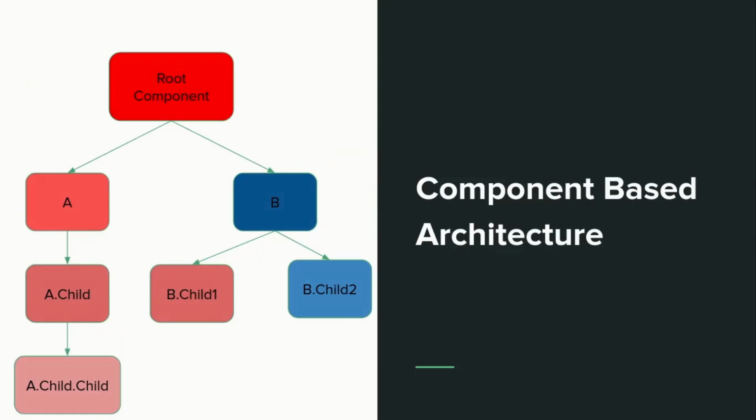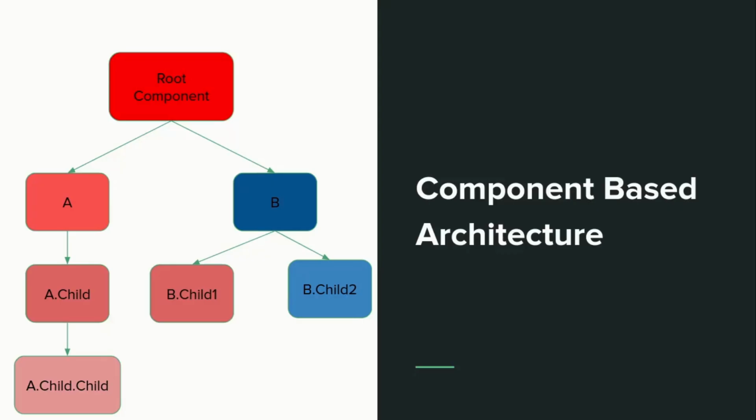As you can see in the picture right here, we have the root component, that is the main component that should be loaded when our browser or our application loads. Then we have the child components A and B, and within those child components we have nested child components, or the grandchild components of the root component.